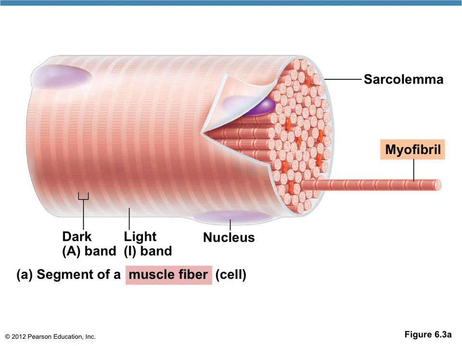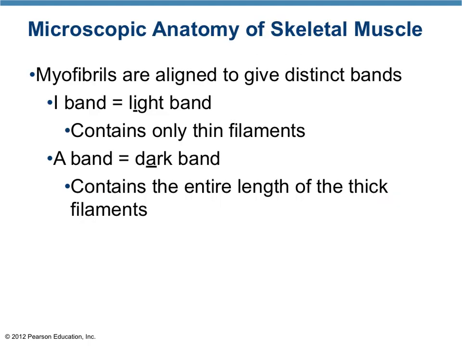So if we zoom into a muscle cell, you can see the sarcolemma, that's the cell membrane of the muscle cell. And then inside of that muscle cell, you can see there are several nuclei, because remember, skeletal muscle is multinucleate. So all of those are nuclei from one muscle cell. And then within each muscle cell, you have these structures that are called myofibrils, and they are the contractile units of a muscle cell. Within the muscle cell, the myofibrils are aligned to give distinctive bands. So there's kind of a striped pattern or a banding pattern.